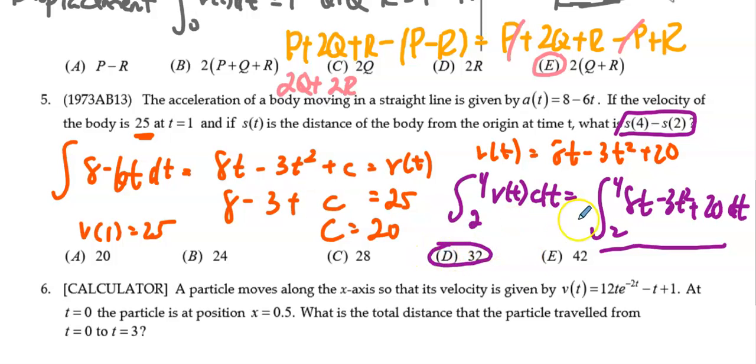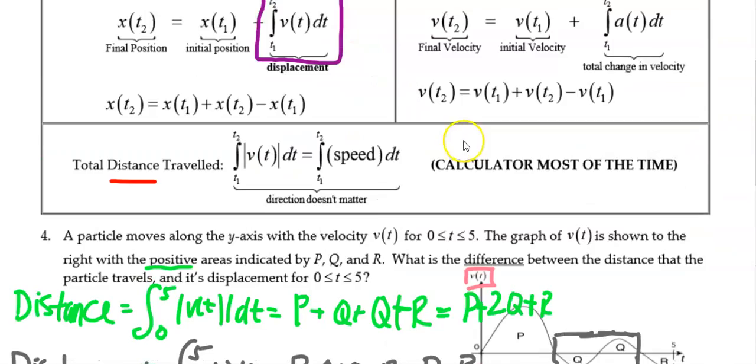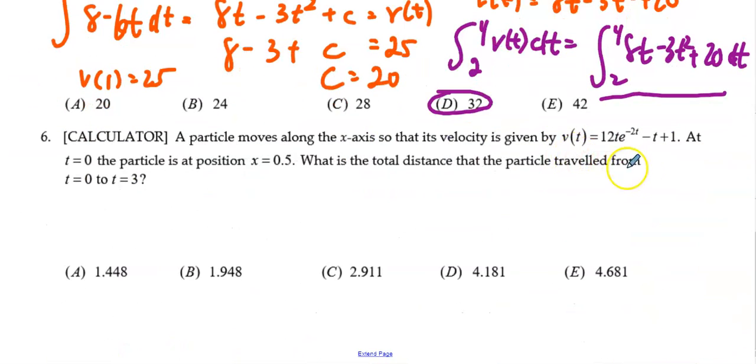Okay, 32. So the point of this question was just to remember that if you're asked for a displacement, this question could have also been asked, what's the displacement of our function on the interval from 2 to 4? Okay, so just knowing that this is equal to this, and again, we had that conversation right up here. So let's look at another example.